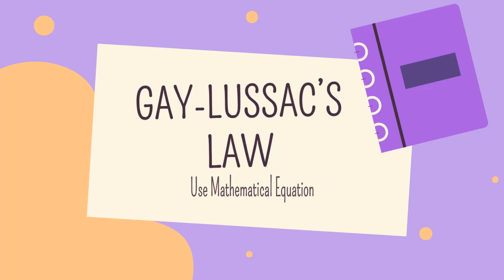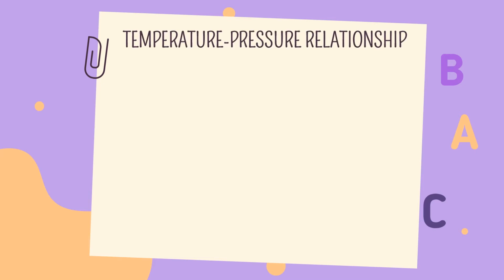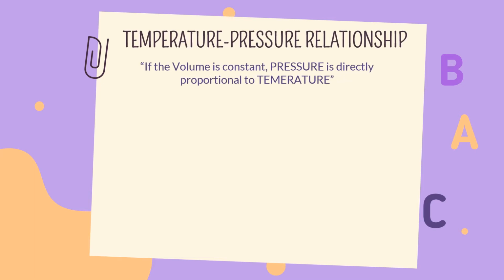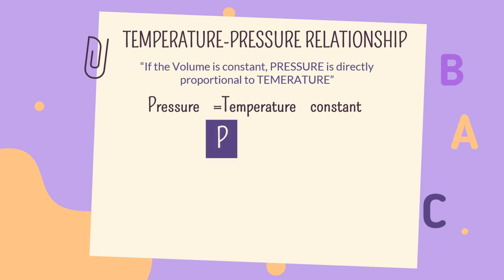Now, let's use some mathematical equations to prove the pressure-temperature relationship. If the volume is constant, pressure is directly proportional to temperature. So pressure is directly proportional to temperature, and that relationship is always constant. So we will have this equation: pressure is directly proportional to temperature, and they have a constant relationship.